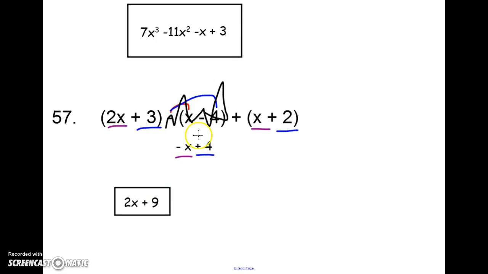And there we go, we get it boxed. We only had to rewrite where the subtraction sign was.